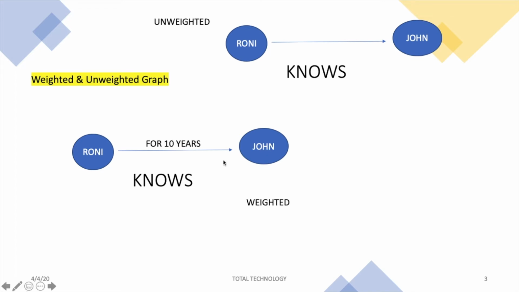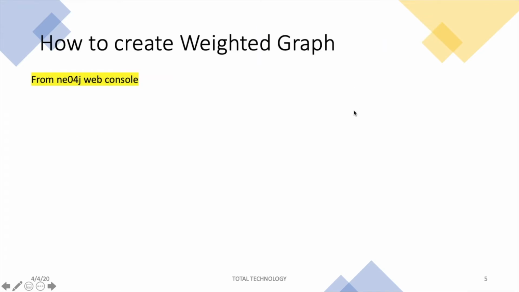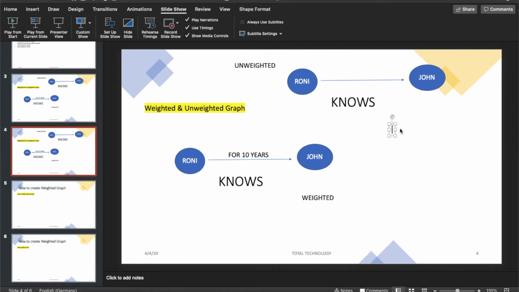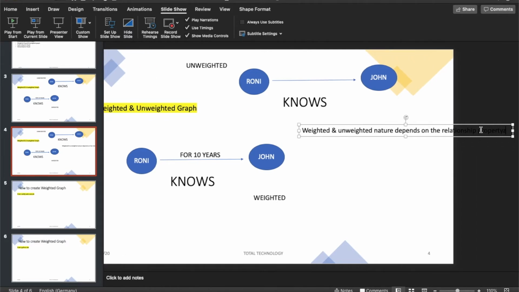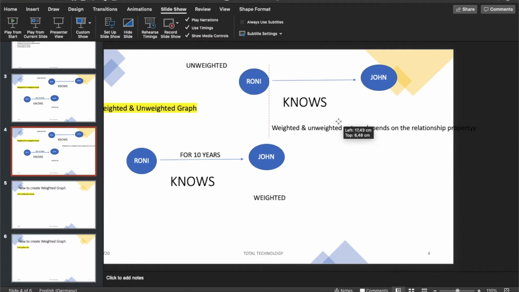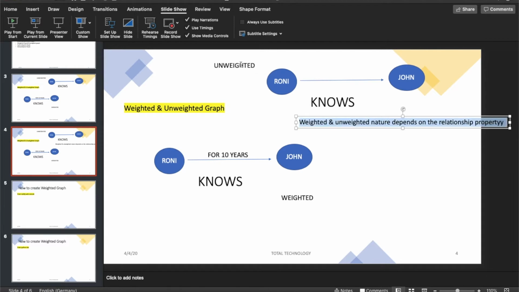Let me summarize this here. Weighted and unweighted nature depends on the relationship property. I think I need to make this small.